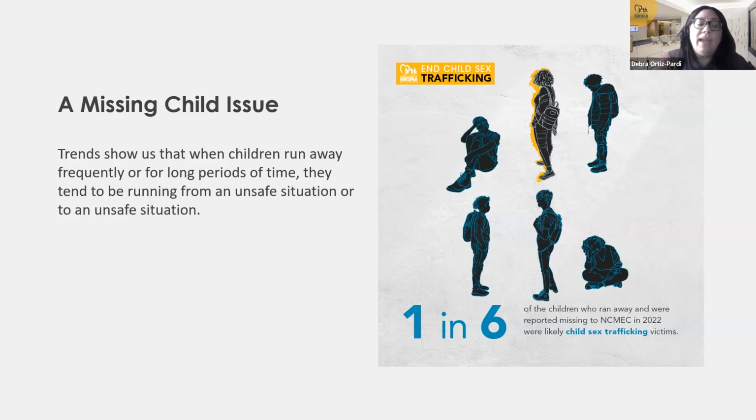And so we know that the missing children issue and exploitation issues overlap very much so. We also know, some of the trends that we are seeing is that when children do run away from home, and when they run for long periods of time, it is often because they're either running away from something, and oftentimes that can include abusive situations, or they're running to something, which of course could be situations that could lead to CST, to child sex trafficking.